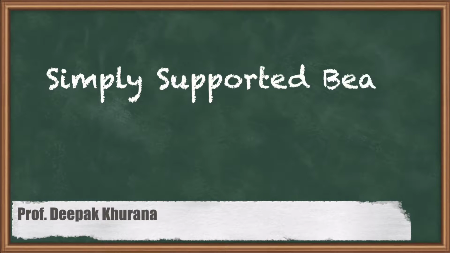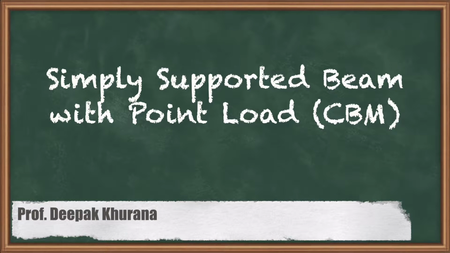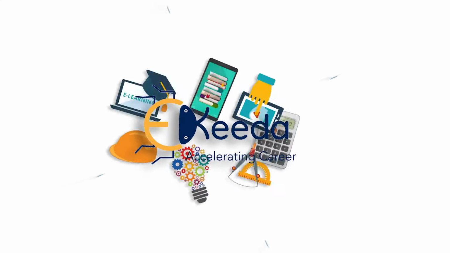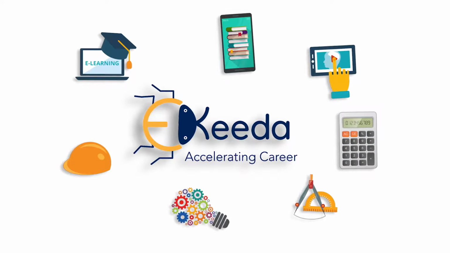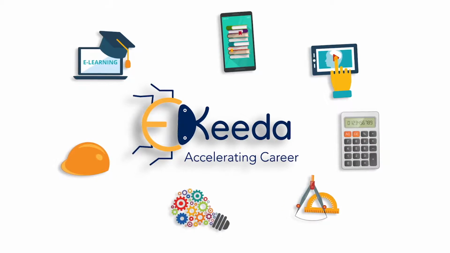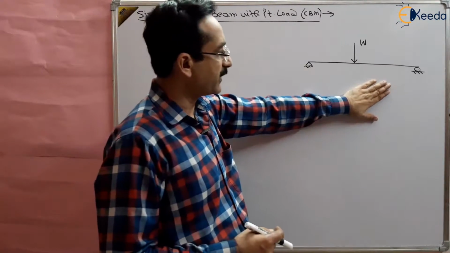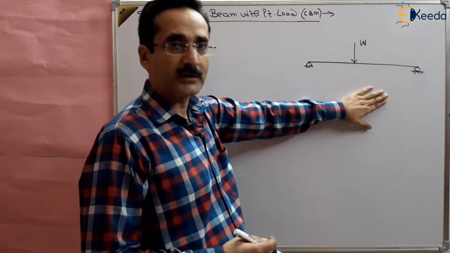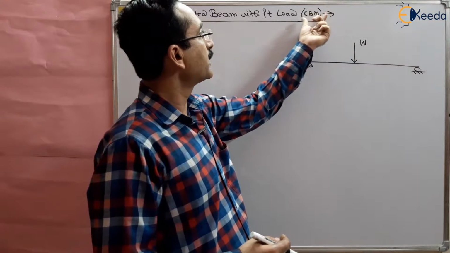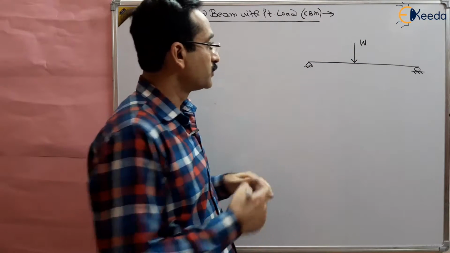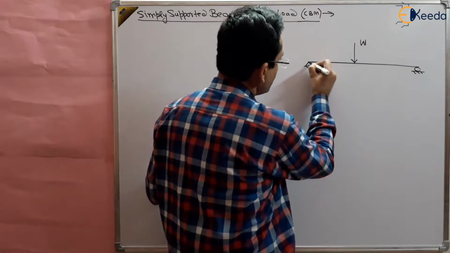Hello students, in this session we are going to study the simply supported beam with point load using the conjugate beam method. Our aim is to find out the deflection and slope, maximum deflection and maximum slope using the conjugate beam method. So what type of slope will be there?